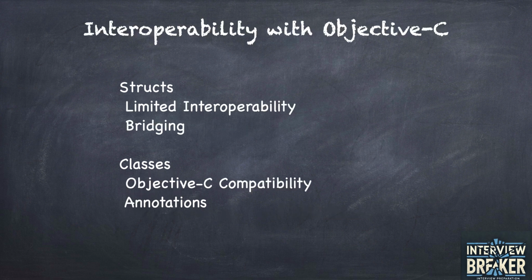Interoperability is crucial for some projects. Swift structs are not visible to Objective-C code. However, certain types like String, Array, and Dictionary are bridged to Objective-C counterparts. And classes, on the other hand, that inherit from NSObject can be used in Objective-C code. You can use @objc to expose Swift classes and members to Objective-C.